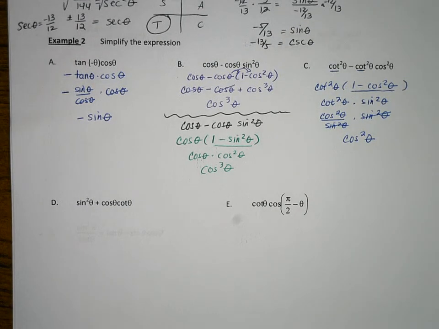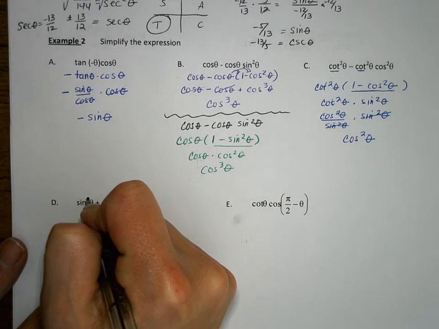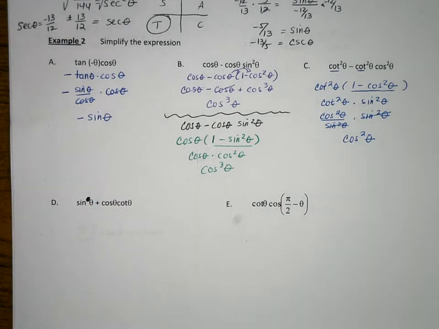Oh, I need to make an adjustment. This should not be a squared. I forgot to take that off. I'm sorry. Sine of theta plus cosine theta cotangent theta. All right, now, anybody have any thoughts?